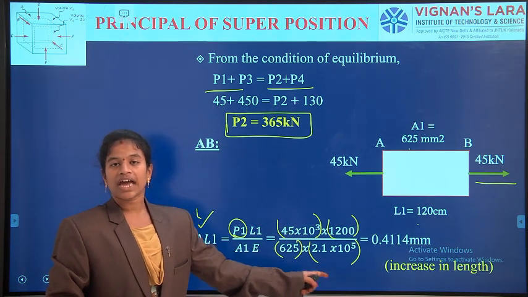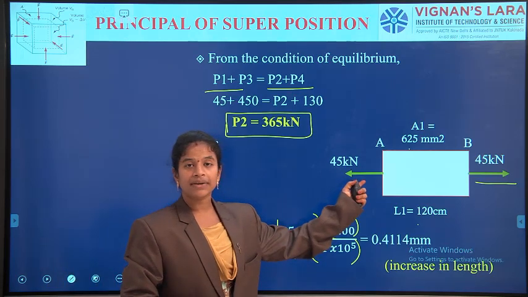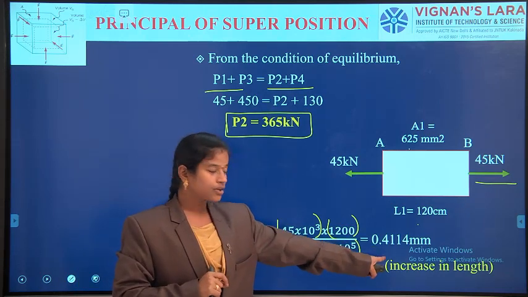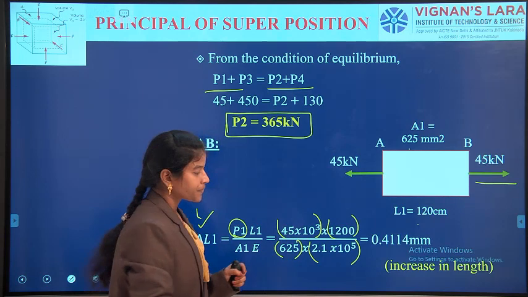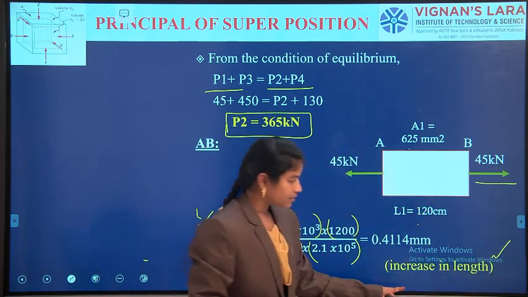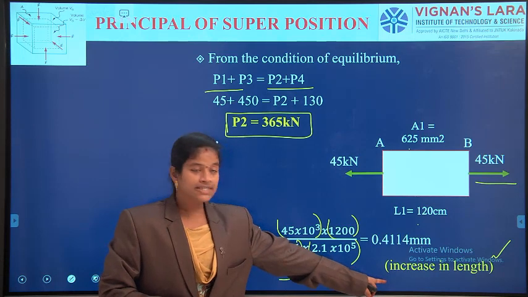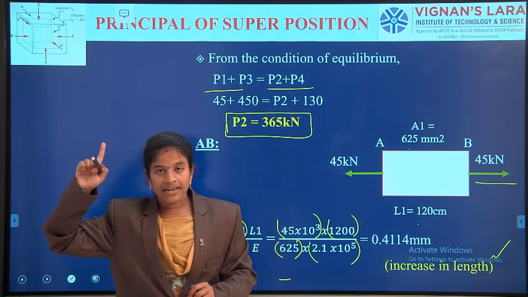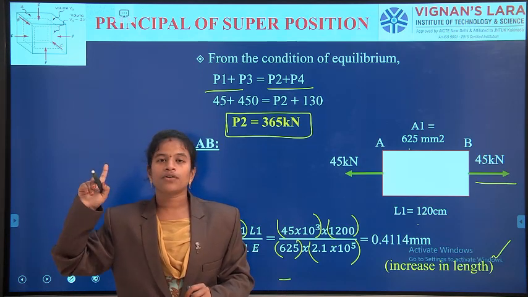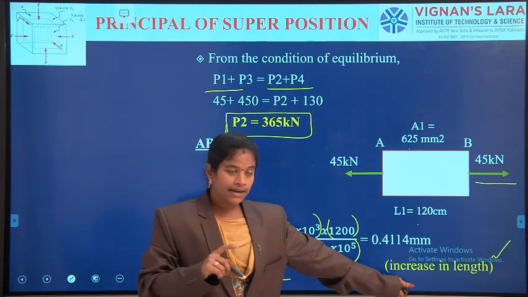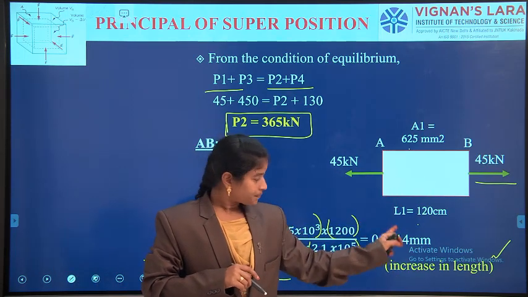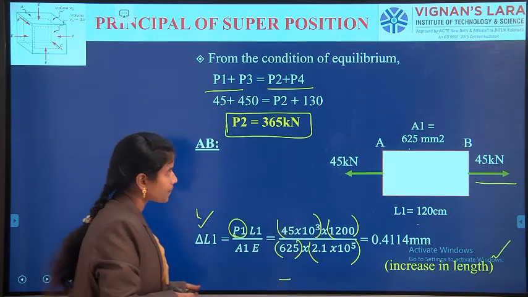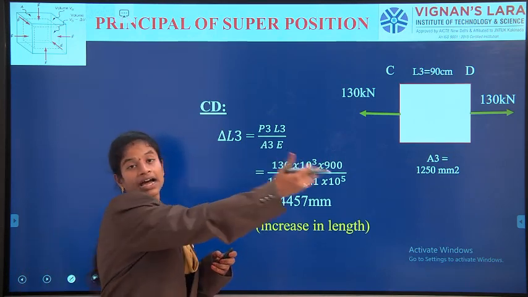Substituting all the values, we have got some increase in the length due to the application of 45 kilonewton tensile load on AB segment, that is equal to 0.4114 mm. So this is the increase in the length, because this will give the clarity where we need to give algebraic sum. Okay. Finally, we need to write the algebraic sum of all the components. That's why I am writing, as the load is tensile on the body, the corresponding change in length is increase in the length. Okay. And the next, I am taking the last body.